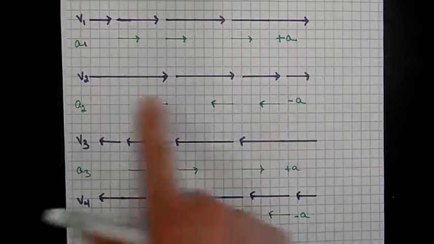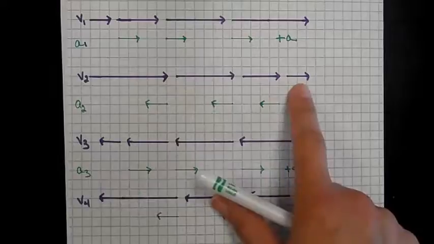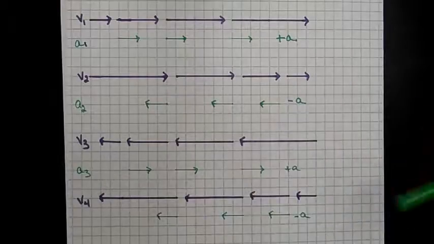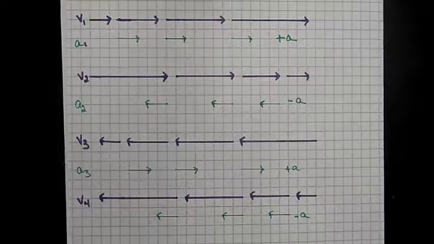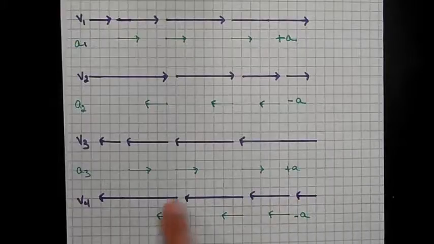A negative acceleration can occur when we are decreasing velocity in the positive direction. So our acceleration is in the opposite direction of the motion. We can also have a negative acceleration if we are increasing velocity in the negative direction.